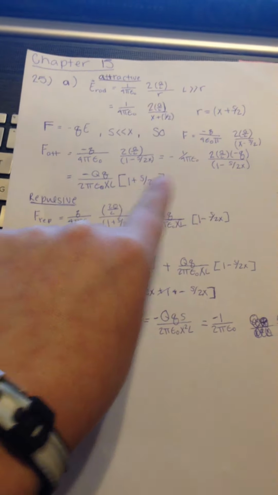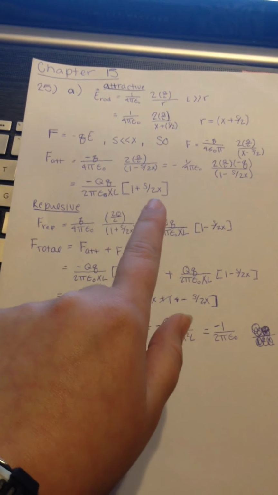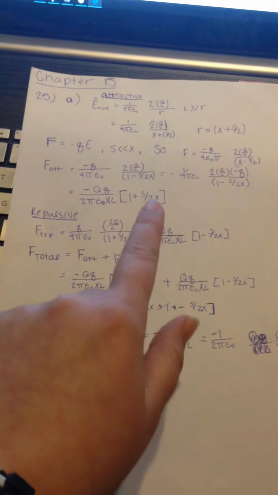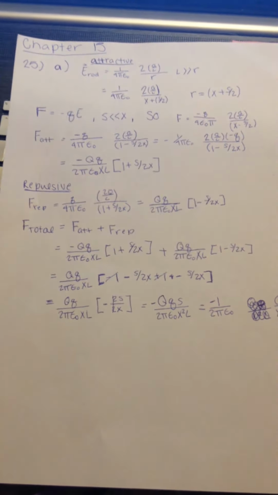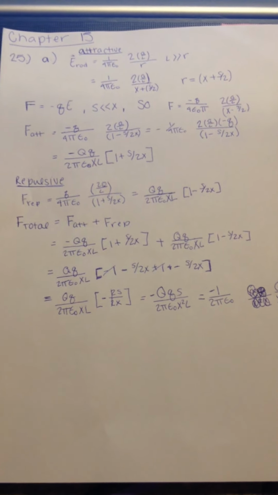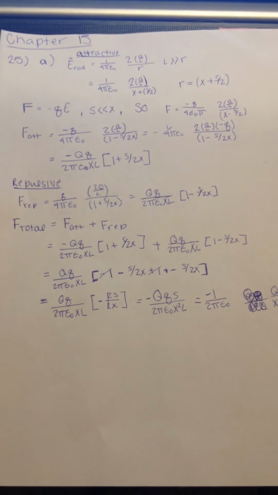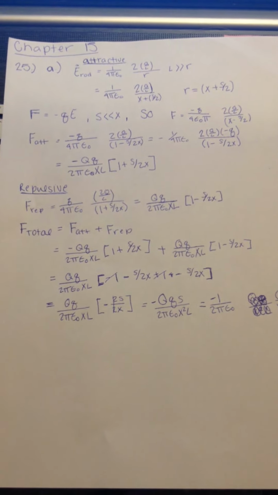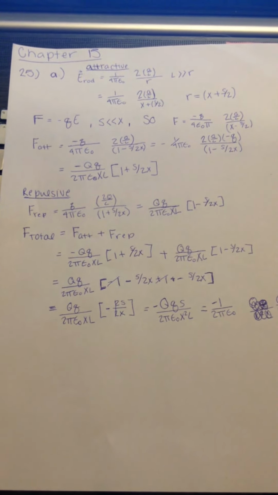This is where I messed up the most, trying to figure out how to get from here. I knew that I should have this as an answer, but wasn't sure how to get there. Don't forget to use the binomial expansion. You should have learned that in calculus. If you didn't, just let me know and I can show you how to do that. After that, that's going to give you the attractive force, and then we're going to find the repulsive force. Do the same thing there.